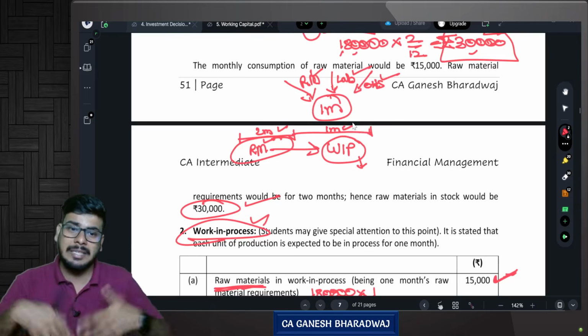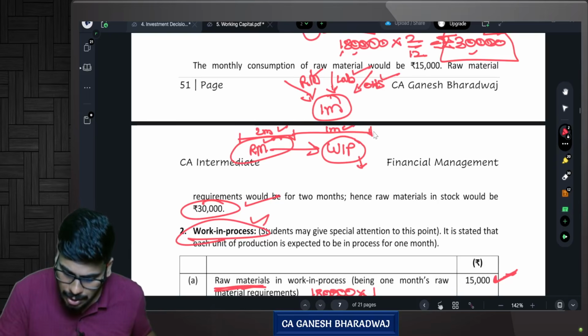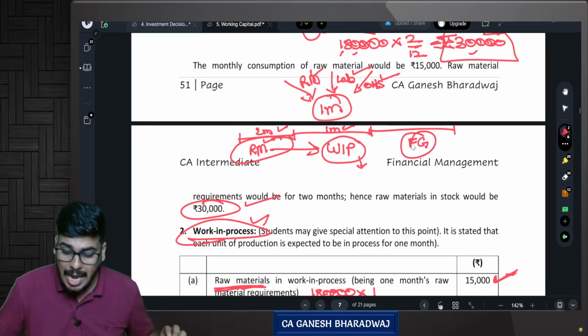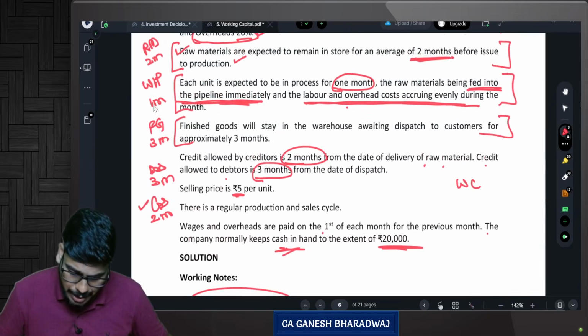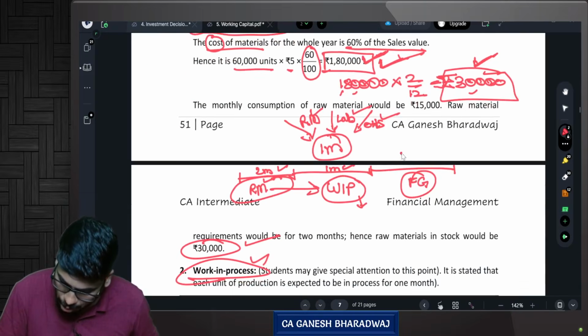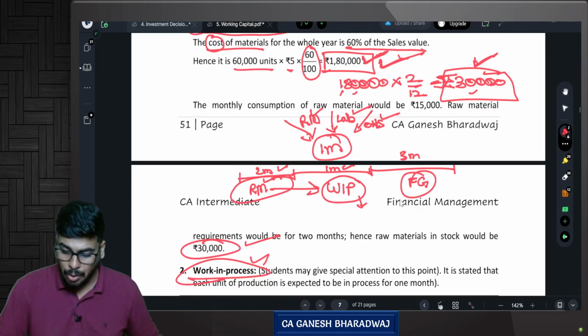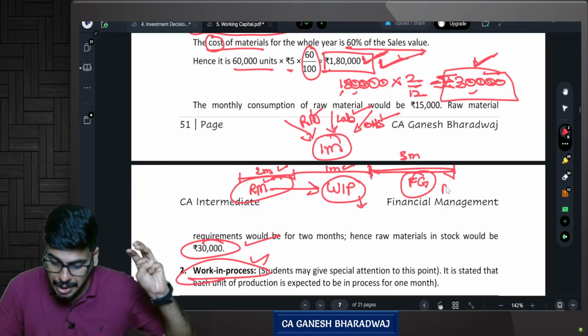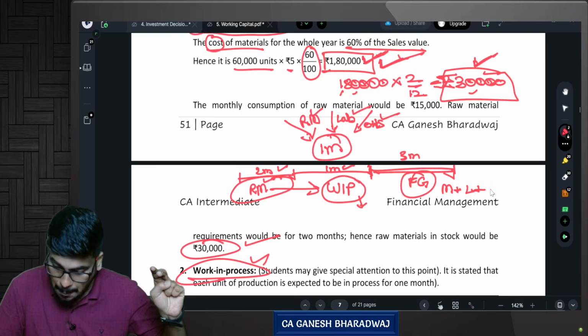Now after this 1 month, can I immediately realize cash? No, it will enter into my FG area, and in my FG, it stays for how many days? It stays for a period of 3 months, correct? Am I right? Now, for the period of next 3 months, what is the amount that gets blocked into my business? Material plus labor plus overheads.